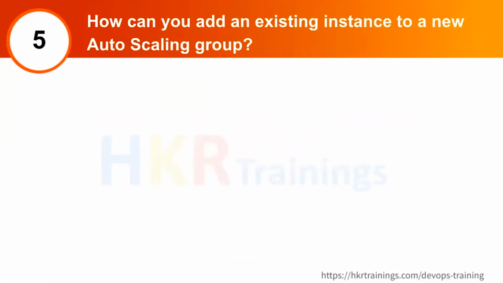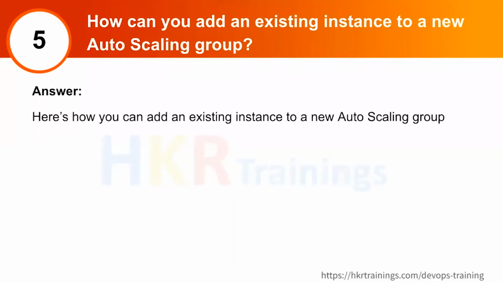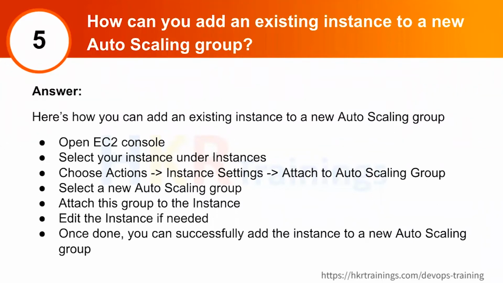How can you add an existing instance to a new autoscaling group? Autoscaling is a feature in AWS where we can create a group and give some configuration, like the minimum instances we require, the maximum instances we require, and the threshold criteria for when to scale in or scale out the instances. That way, whenever there is a high load on our application, we can increase our EC2 instances and do horizontal scaling for our application.